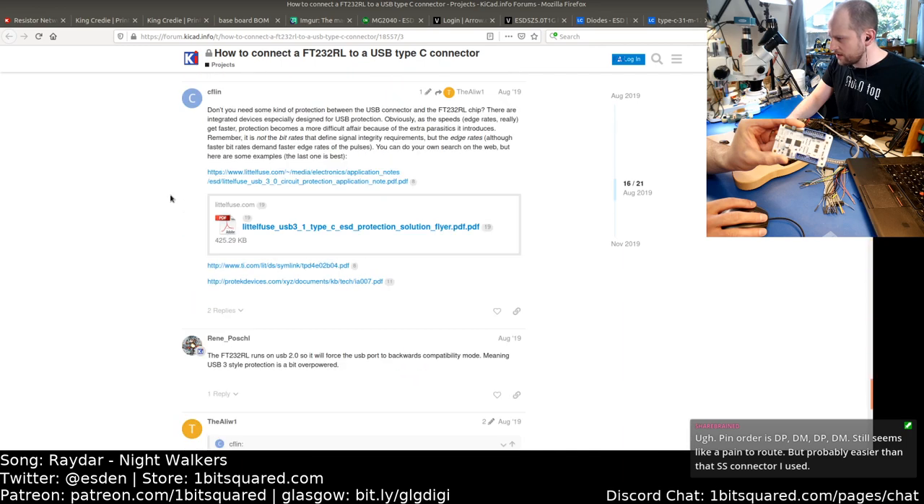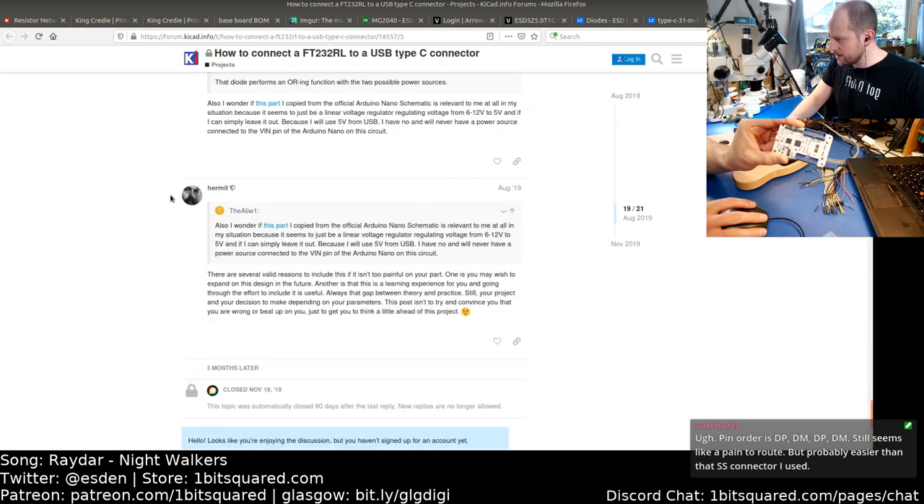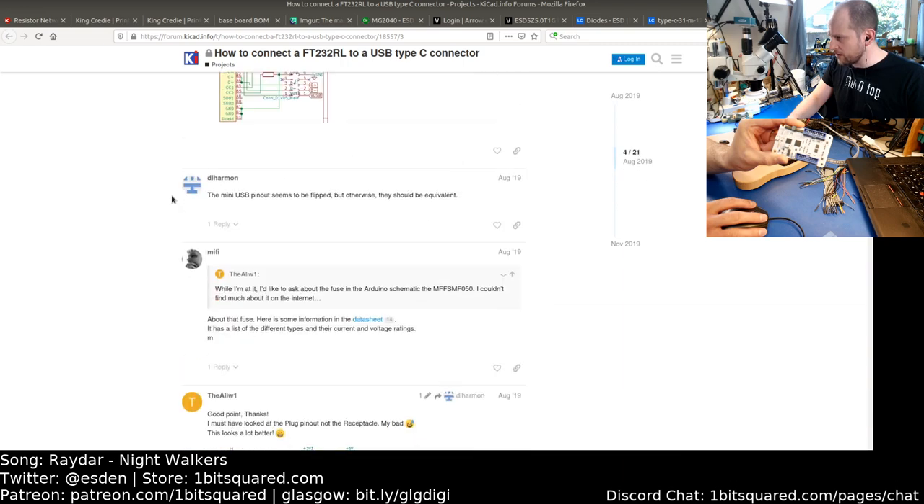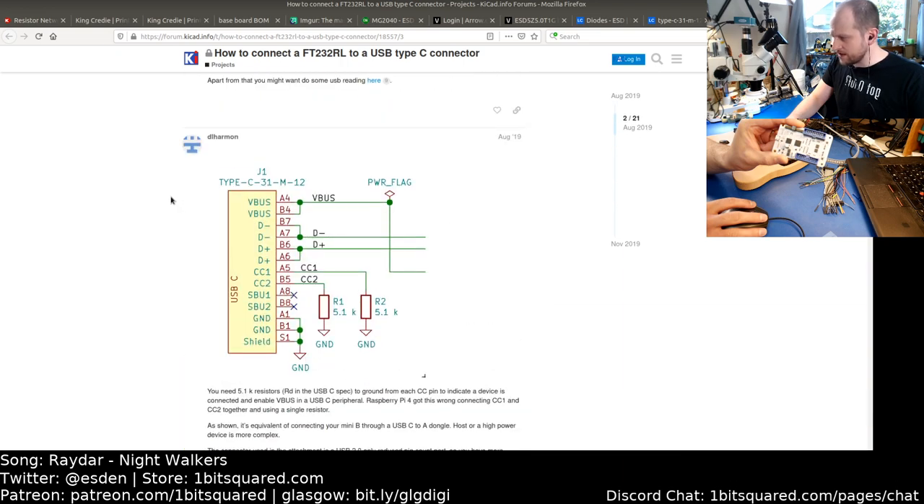There was a lot of jibber jabber about this, but the KiCad forum has a thread about the USB-C connector for 2.0 usage. So this is the schematic we will be using. I think that would be it for now. Let's try to put the USB-C connector in there.